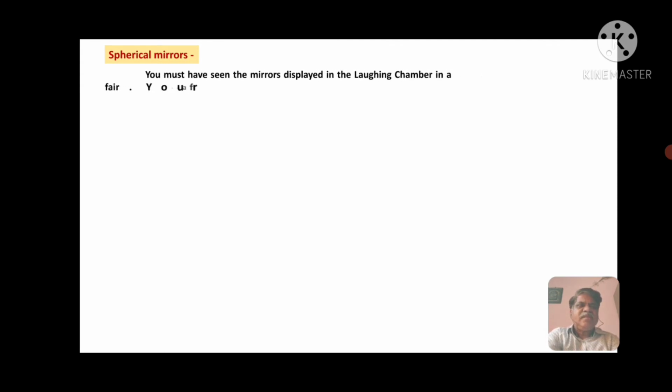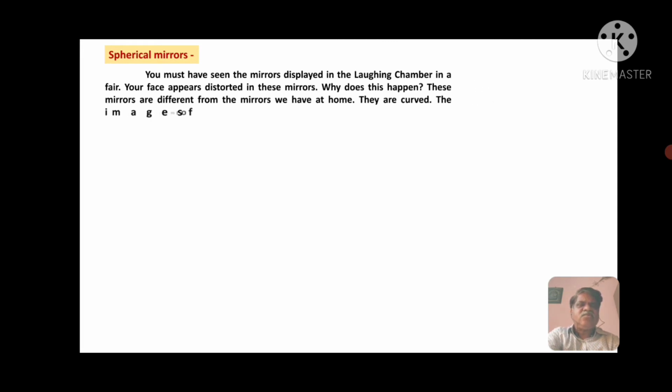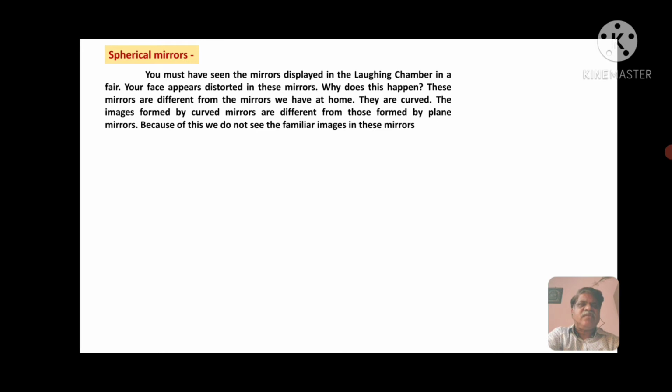Friends, now let us see what we mean by spherical mirrors. You must have seen the mirrors displayed in the laughing chambers in a fair. Your face appears distorted in these mirrors. Why does this happen? These mirrors are different from the mirrors we have at home. They are curved. The images formed by the curved mirrors are different from those formed by plain mirrors.